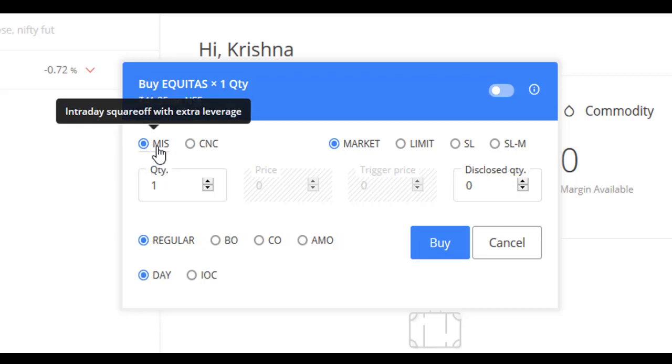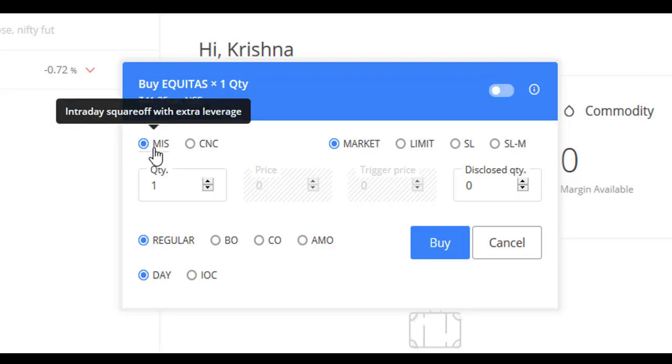MIS stands for margin intraday square up, and CNC, you can see, is cash and carry or delivery based trades. MIS is called margin intraday square up. As the name says, it is only for intraday trades. So if you want to buy the stocks or sell the stocks and you have to close the trade within the same day, you have to go for MIS. You can do that in CNC as well, I'll show you later, but in MIS, one advantage you will get is what we call leverage trading or a margin trade.